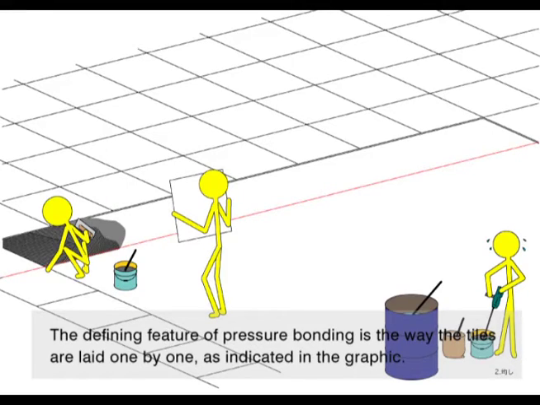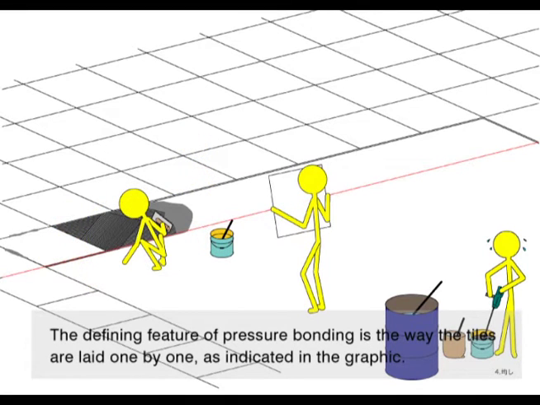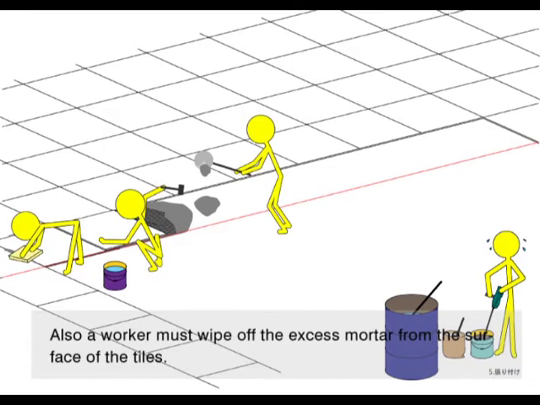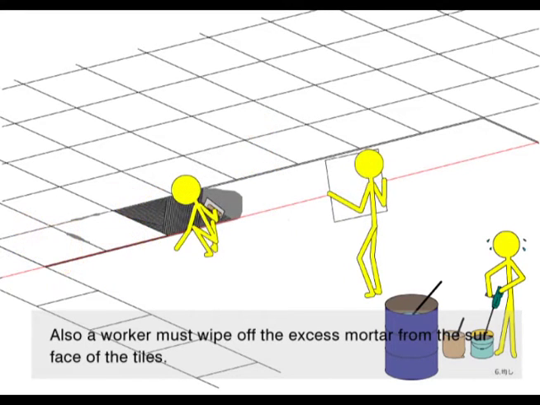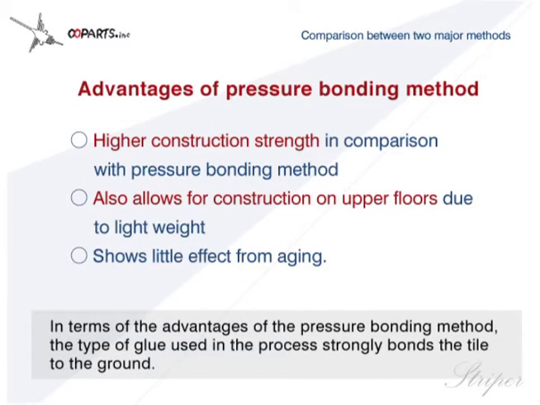The defining feature of pressure bonding is the way the tiles are laid one by one, as indicated in the graphic. Also, a worker must wipe off the excess mortar from the surface of the tiles. In terms of the advantages of the pressure bonding method, the type of glue used in the process strongly bonds the tile to the ground.